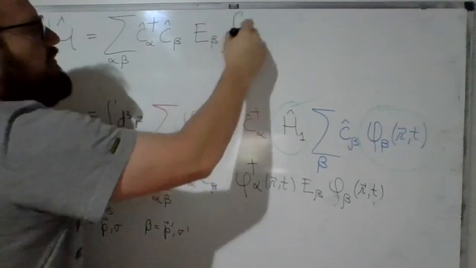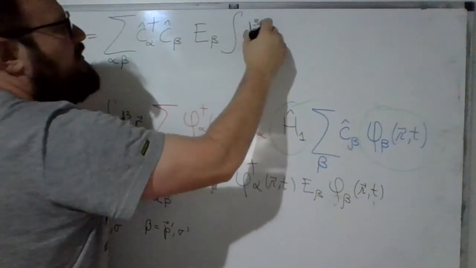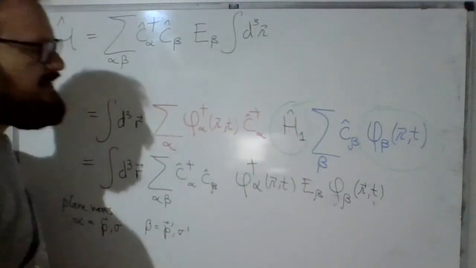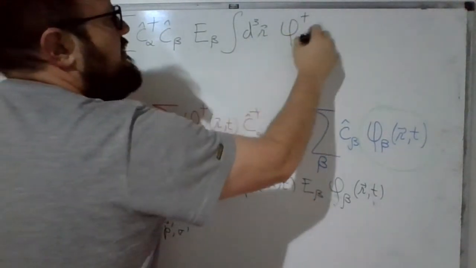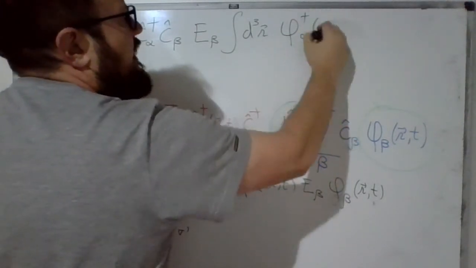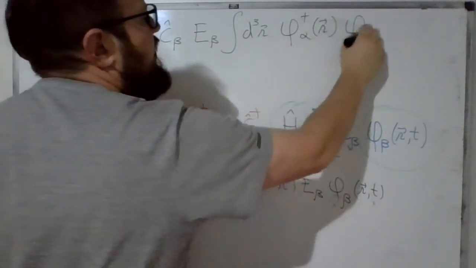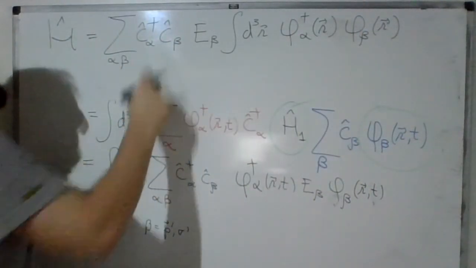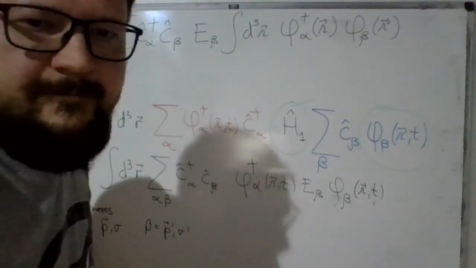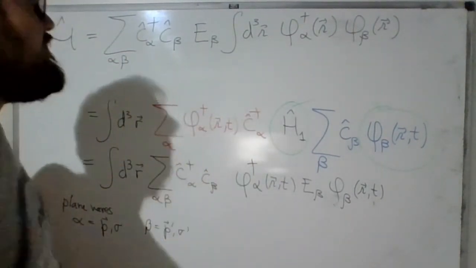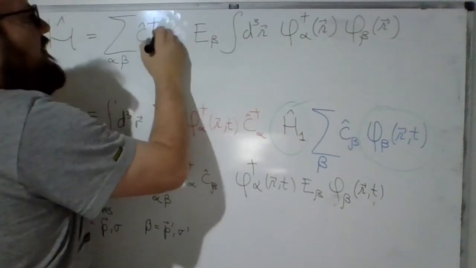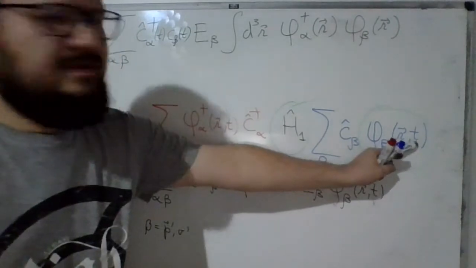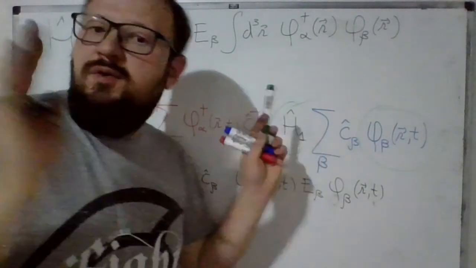Okay, so I need to integrate over the entire volume, over the entire space, phi alpha dagger at the position R, phi beta at the position R. I am just bringing to here the time dependence as I mentioned, so I could make C beta a function of time, just to remove the time dependence from there. It will be no problem, okay?